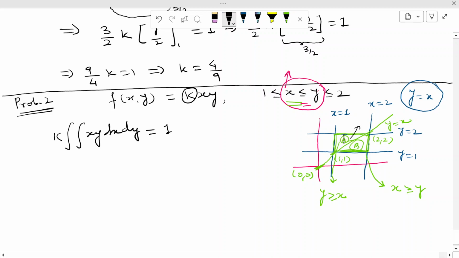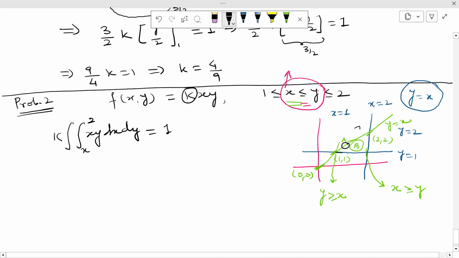Now if you take this vertical strip, you can see that this strip begins at this point which lies on y equals x. So the lower limit of this double integral is x, and this strip ends here, which is y equals 2. So the upper limit is y equals 2. Now we have another important limit, and that is for x.